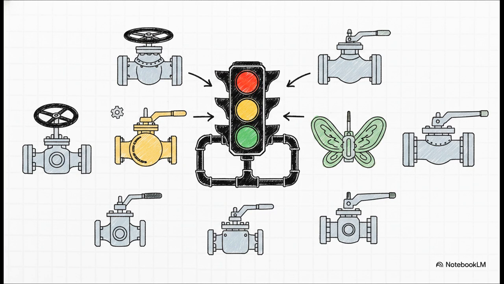A gate valve is fantastic for completely stopping flow, while a globe valve is much better for regulating it. You also have check, ball, plug, and butterfly valves. In the real world, picking the wrong valve doesn't just cause a little inefficiency. It can lead to catastrophic pressure failures.